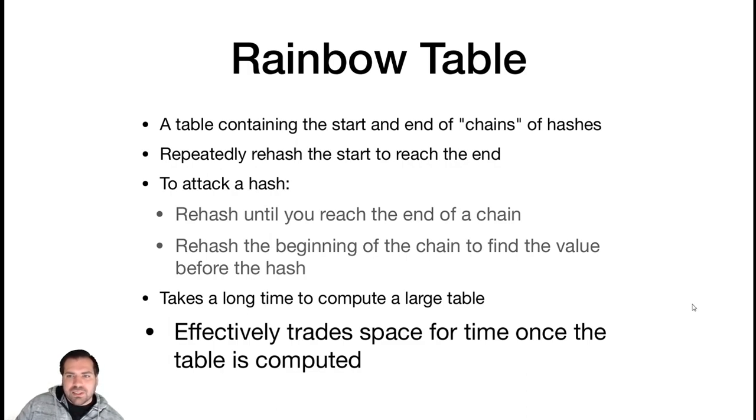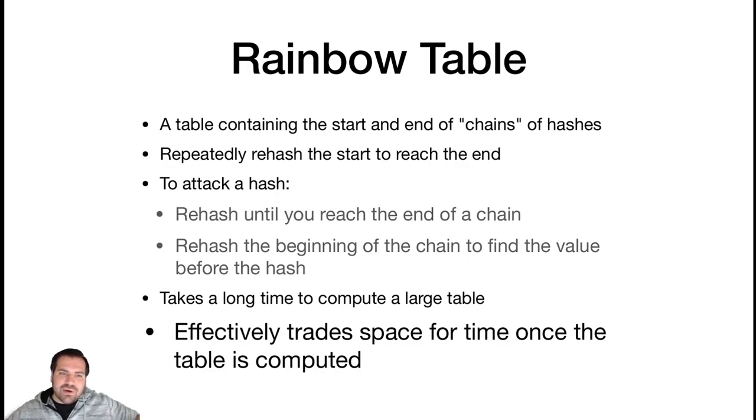What a rainbow table does is, instead of storing every single hash, we're going to store chains of hashes. We're going to start with some hash value and then hash that hash value, hash that again, and again, millions, billions, trillions, however many times they want, depending on the parameters of the specific table they're generating, and then only store the first and last hash in that chain.